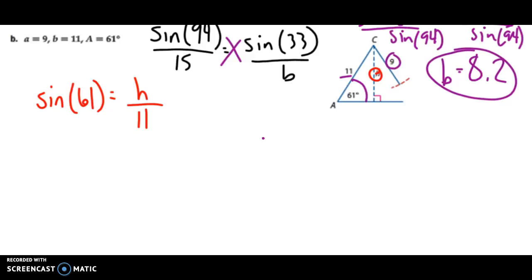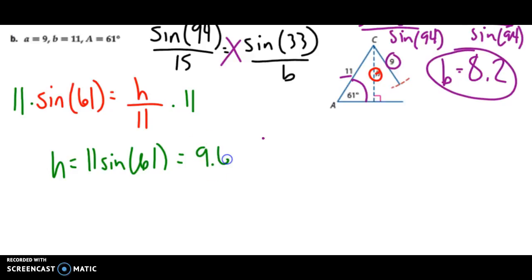So to figure out what h is, I multiply both sides by 11. And I say h is equal to 11 sine of 61 degrees. So that means that h, I do it on my calculator, h is 9.6. And so you'll see that this outside number right here, 9.6, is actually bigger than 9. So this is not possible.